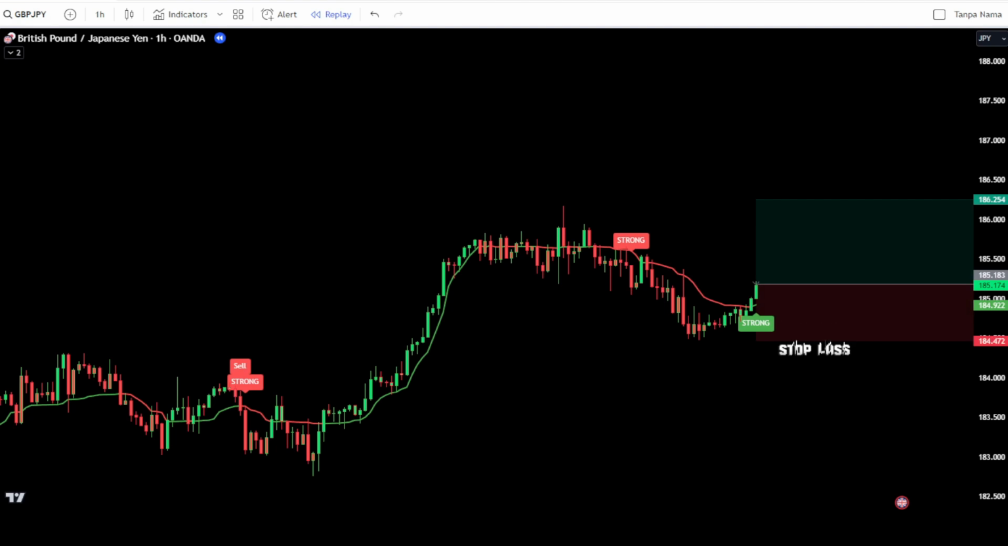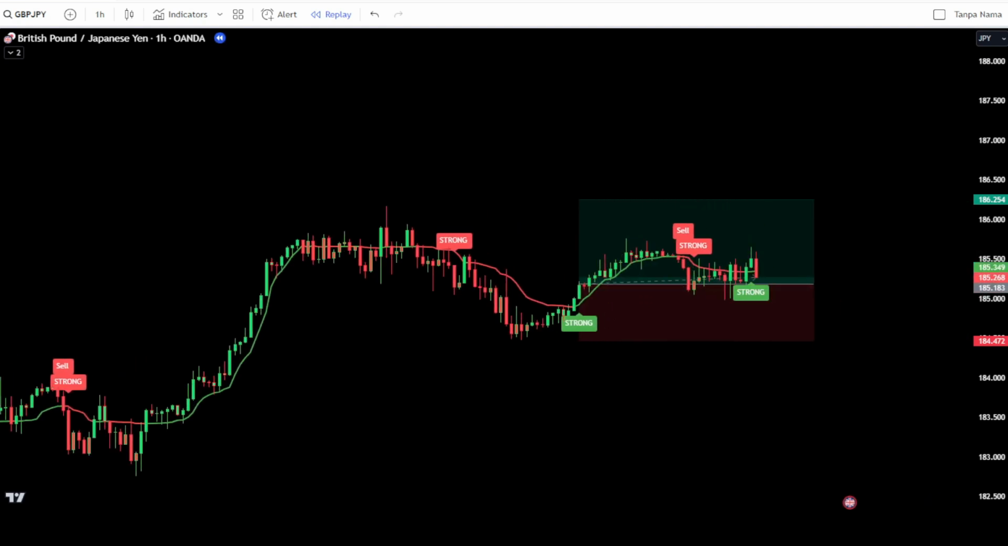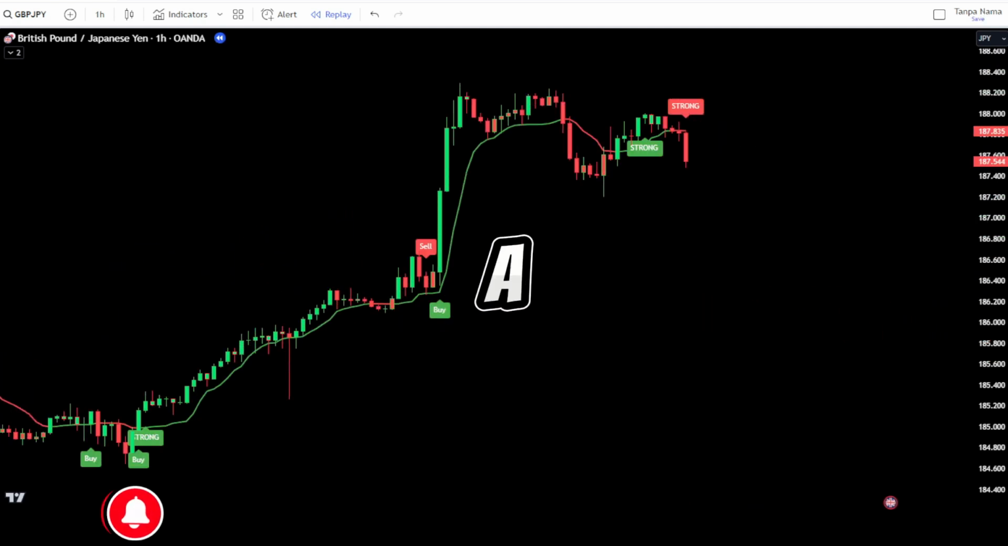5. Place a stop loss at the latest swing low. 6. Target a take profit using a risk and reward ratio of 1 to 1.5. How to place a sell entry.